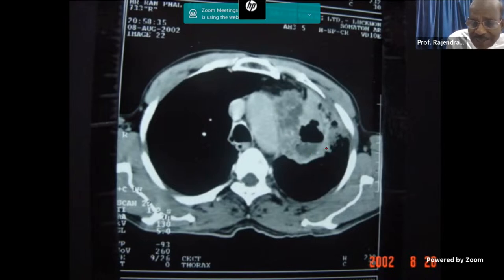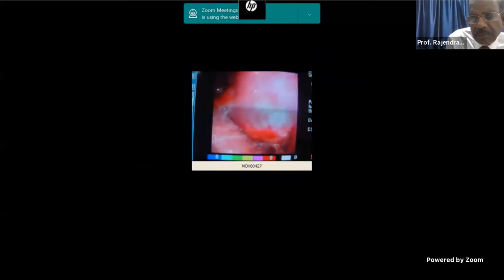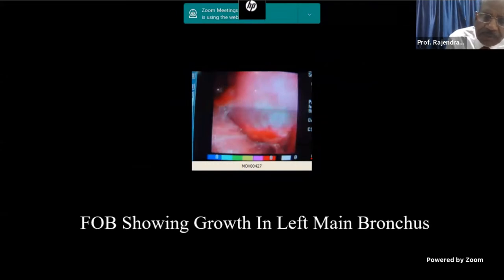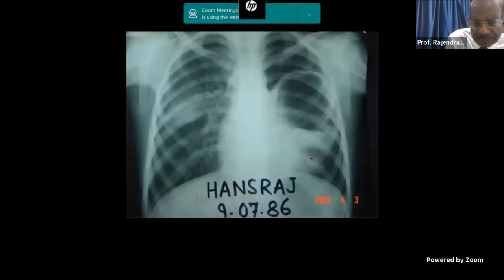It should be an eccentric cavitation. The cavity is deviated on one side, and the inner walls could be very irregular here. All three features are met. And finally, we did bronchoscopy and found a growth. It was proven as lung cancer.